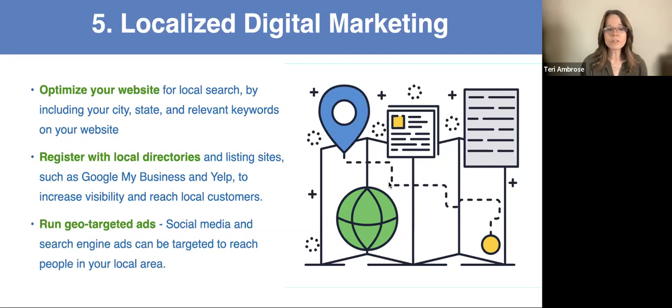And then you can run geo-targeted ads. What that means, not only with Google, but social media, is you can define a clear area of where you want those ads to populate, whose feeds you want it to populate to, and other demographic information. So for localized digital marketing, those are your three biggies.